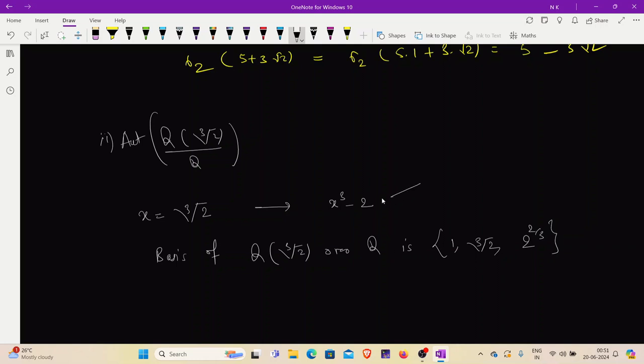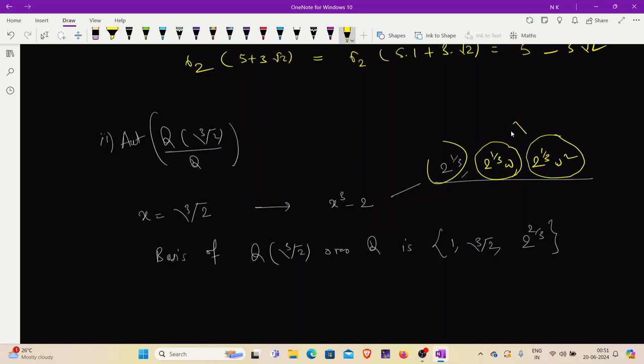Now the roots of this particular polynomial are 2 raised to 1 upon 3, then the second root is 2 raised to 1 upon 3 times omega, and the third root is 2 raised to 1 upon 3 times omega square, right? Where omega is a complex number, which is a cube root of unity. But the point is that if you want to find out the automorphisms, then you have to think where 2 raised to 1 upon 3 can map. Since these are the conjugates of 2 raised to 1 upon 3, it can map to this element, or to this element, or to this element.